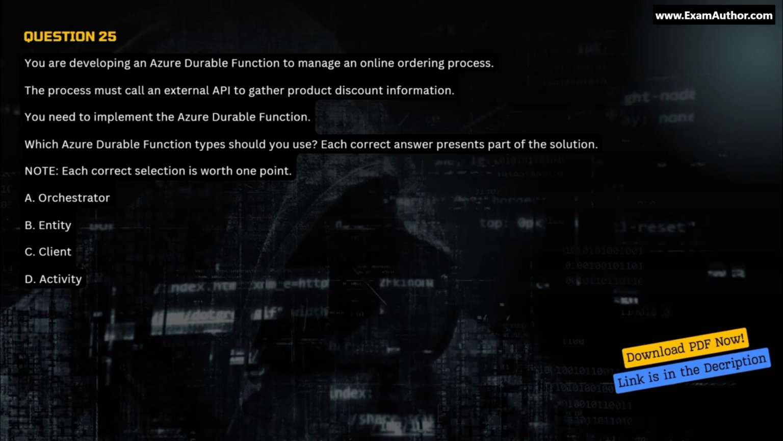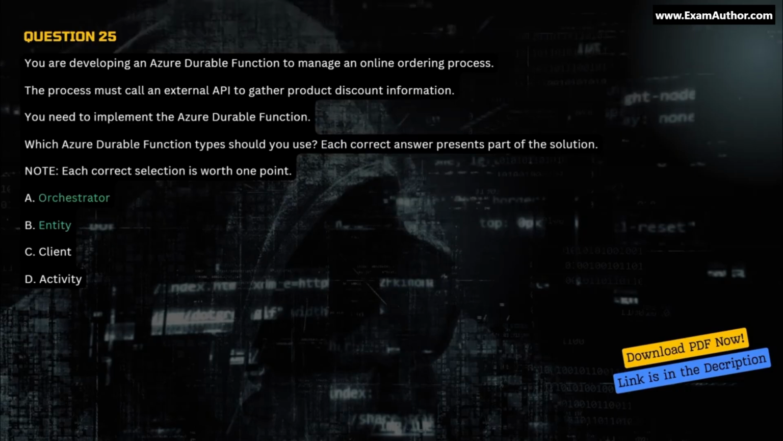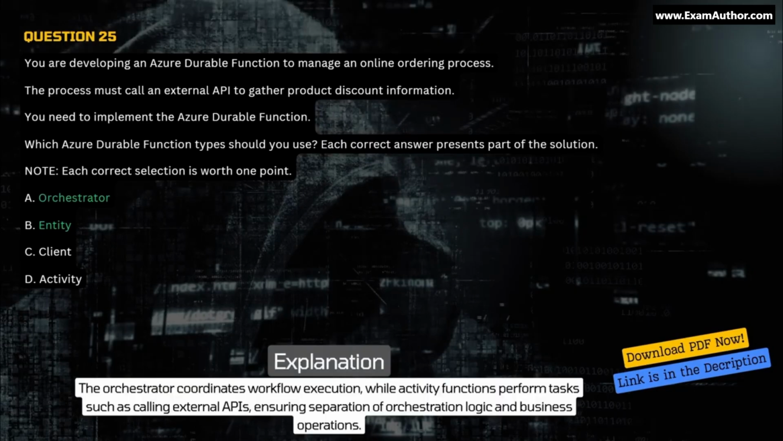A. Orchestrator. B. Entity. C. Client. D. Activity. Correct answer A and B. Orchestrator. Entity. Explanation. The orchestrator coordinates workflow execution, while activity functions perform tasks such as calling external APIs, ensuring separation of orchestration logic and business operations.